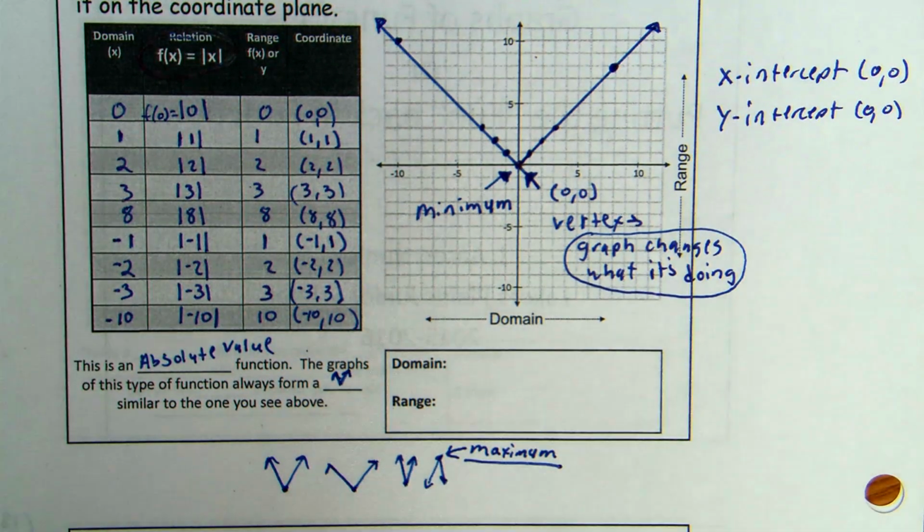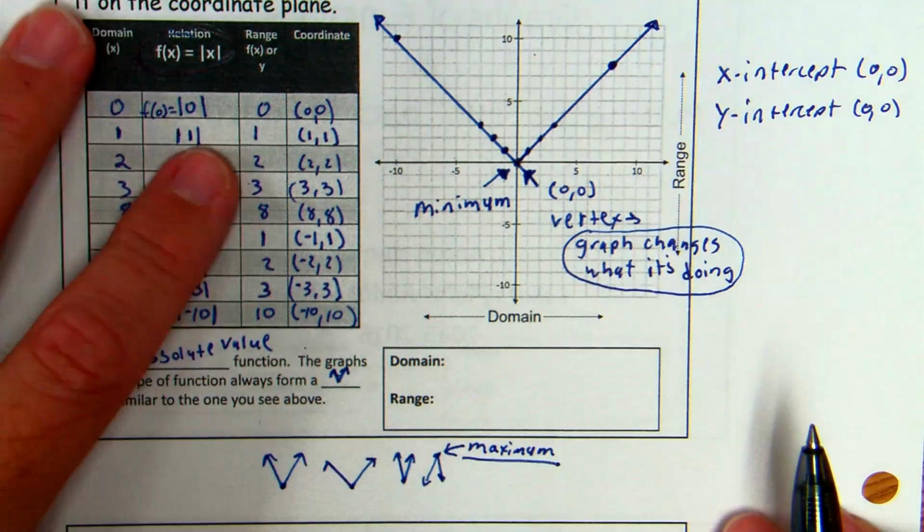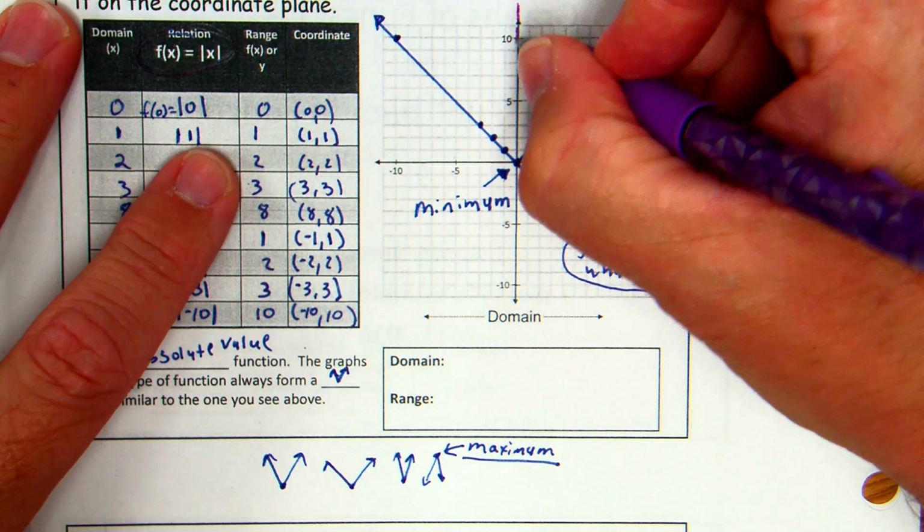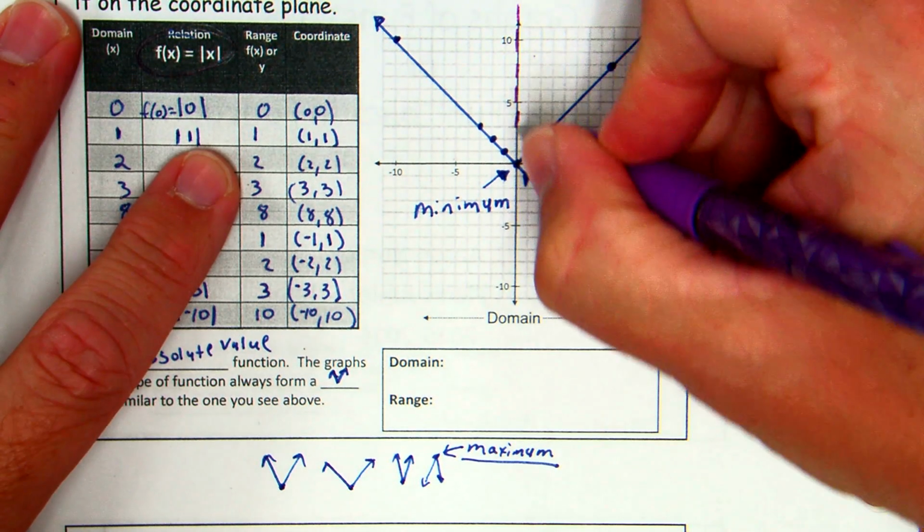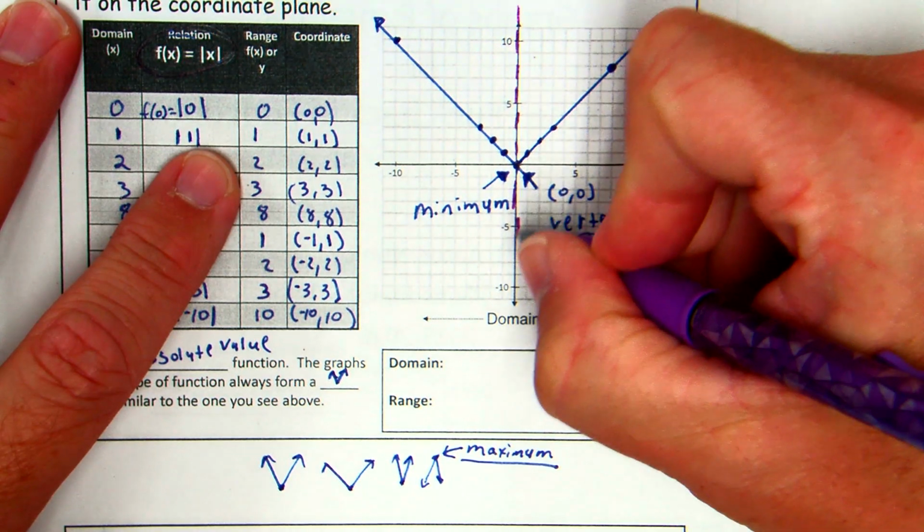One last thing I want to make sure I point out before we talk about the domain and range, and that is this. Absolute value functions always have a line of symmetry that passes through the vertex.